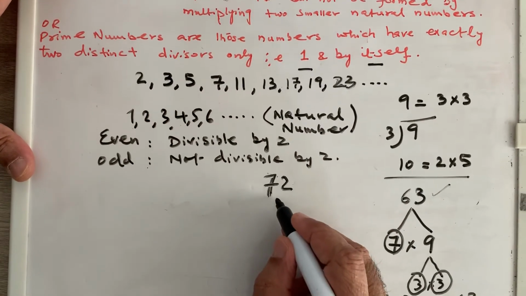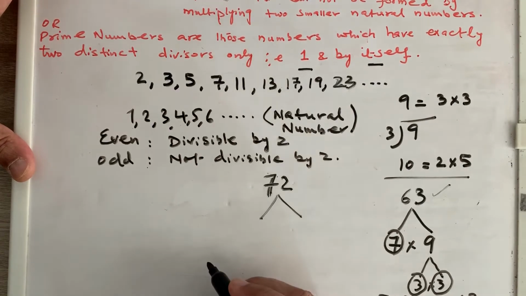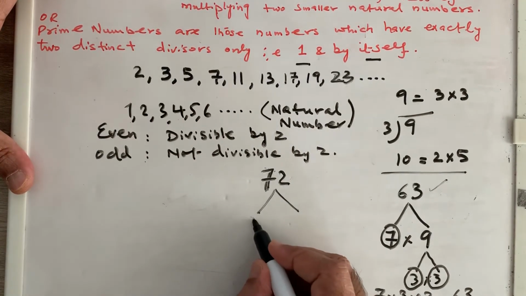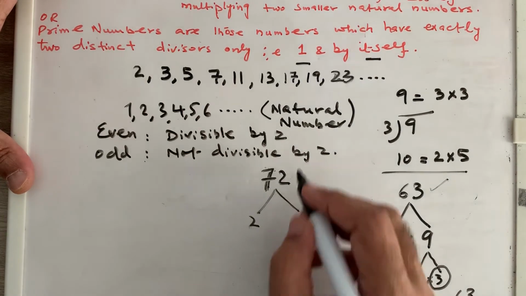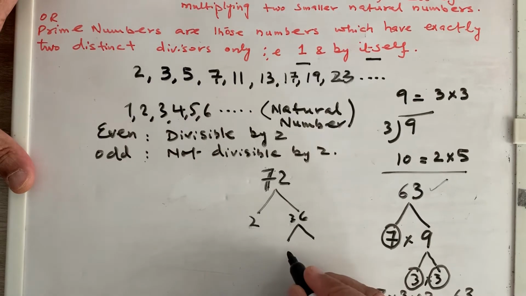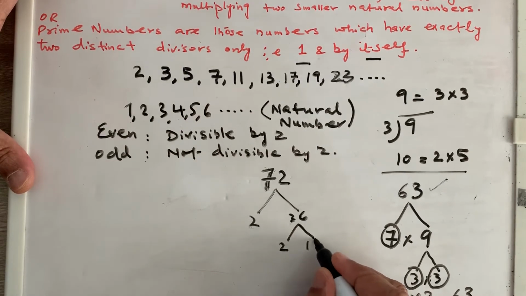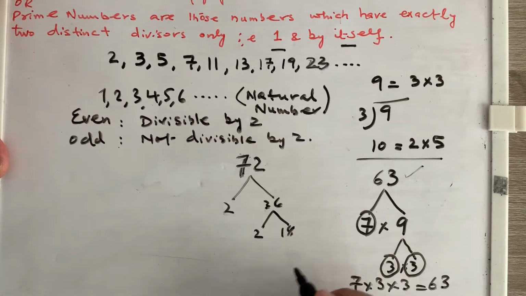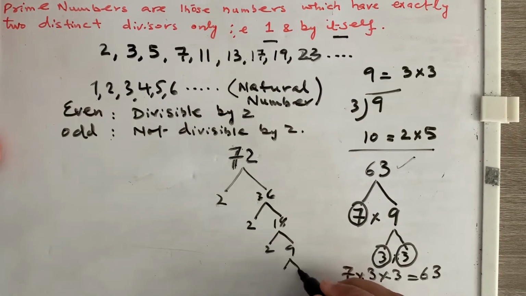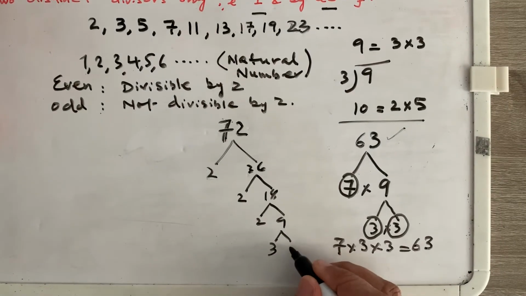So 72, you can call the table, or you can start with 2 because 2 is the first prime number. So if it is 2, then it's passing with 36, right? And then again it's passing with 2 and 18, right? 18 times 2 is 36. And again 18 is 2 nines are 18. And again 9 is 3 times 3.